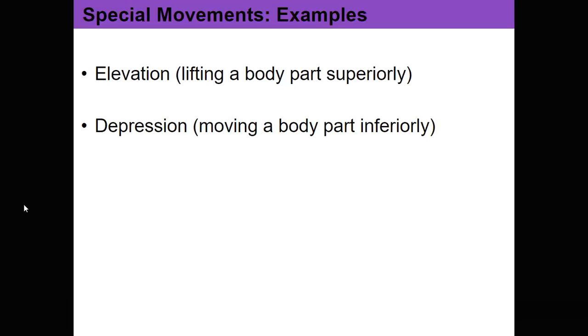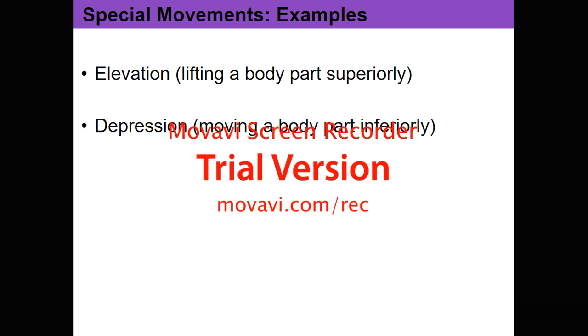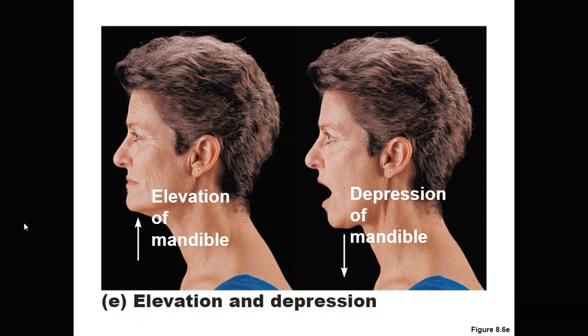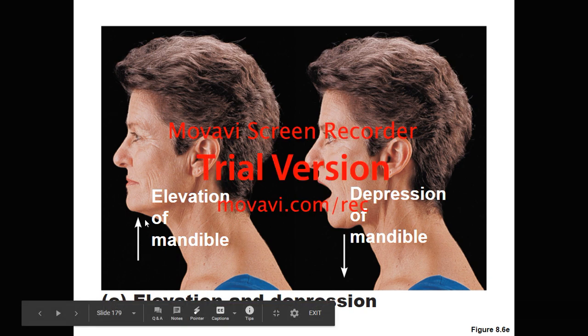All right, so elevation and depression, again, those names pretty much tell you what they do. Lifting the body parts superiorly is elevation. Depression is moving your body parts inferiorly. The jaw can also do elevation and depression. So here's an example: elevation, mandible moving upward, depression, moving it downward. Closing and opening your mouth essentially.